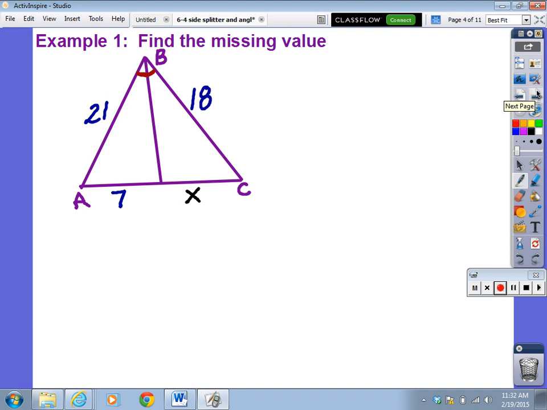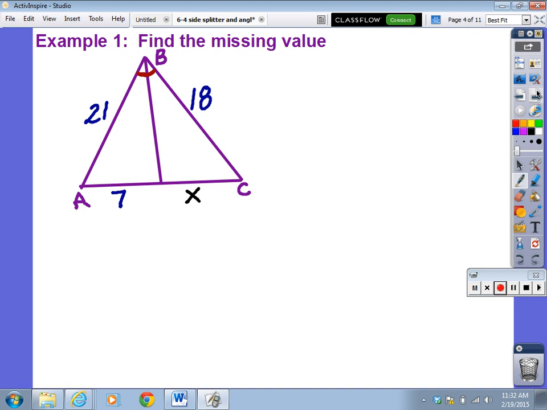Now once again, we would look and see, is this a right triangle? No. So we're going to say phew, because the right triangle ones are a little bit harder. These ones are really easy. We know that this is cutting this triangle proportionately. So we'll just set up our proportion.